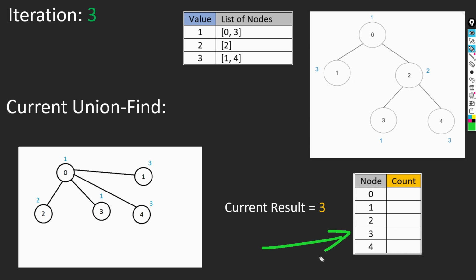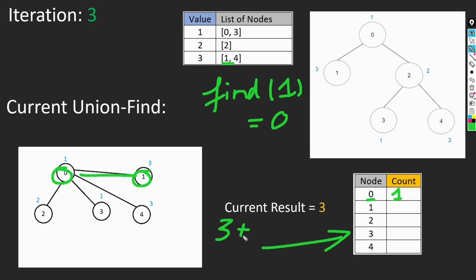So the way this counting table works is that for each node we are iterating, we're going to find the root of that node. So in this case, find 1 will return 0. As you can see here, node 1 has a root of 0. And we're going to update that root accordingly. So node 0, in this case, we have a count of 1. And we're going to add that count to the current result.